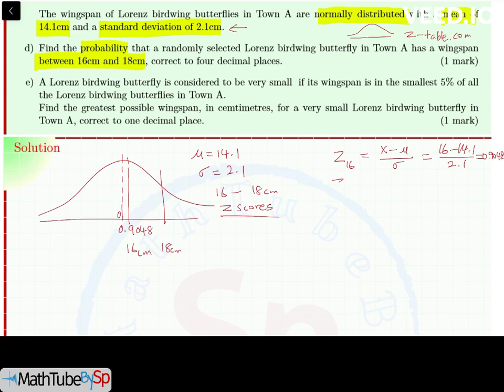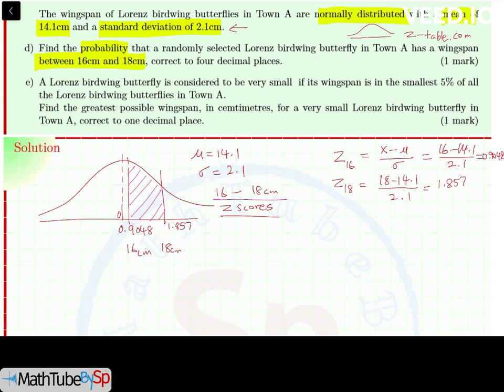Now what about the Z score for 18? Using the same formula, 18 minus 14.1 divided by 2.1 gives me 1.857 from the calculator. So if I want the butterfly wingspan to be between 16 and 18, then I need the area under this curve, which gives me the probability for the butterfly wingspan to be in this range, right?